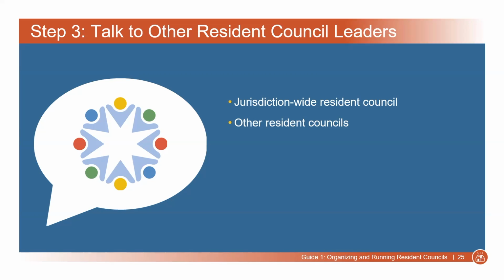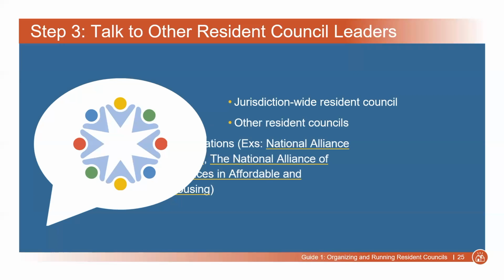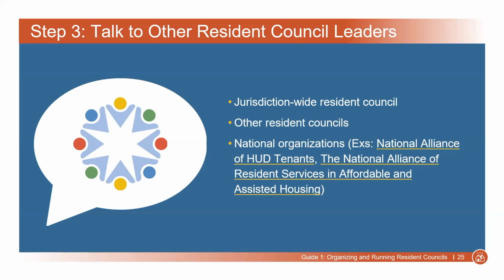If a jurisdiction wide council doesn't exist, ask the housing agency to put you in touch with leaders from other properties. You can also connect to resident leaders across the country through national organizations. For example, the National Alliance of HUD Tenants and the National Alliance of Resident Services in Affordable and Assisted Housing can connect you to other resident leaders. You can ask these leaders for advice on forming and maintaining a resident council. You may want to invite them to your early meetings to assist you in running the meeting, if possible, or to talk about what their resident council does.